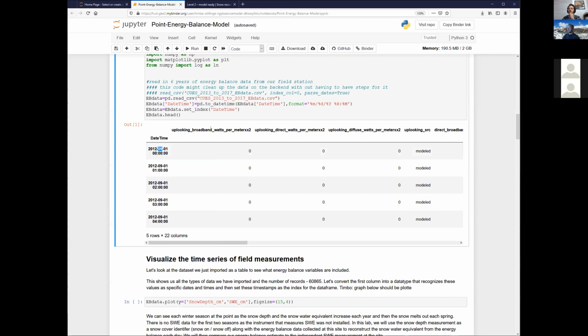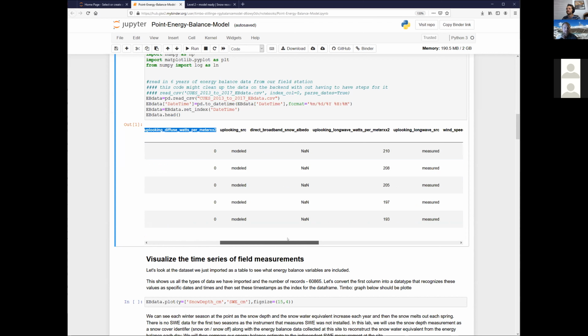We have data from this uplooking broadband radiometer. We have this uplooking direct. This takes the direct beam radiation from the sun. And this has the uplooking diffuse. So this is the diffuse radiation from the sun. These two measurements are the same if you add them together as this measurement over here. So sometimes we might be interested in how much energy is coming directly from the beam of radiation from the sun versus the diffuse radiation that's being scattered towards the surface.